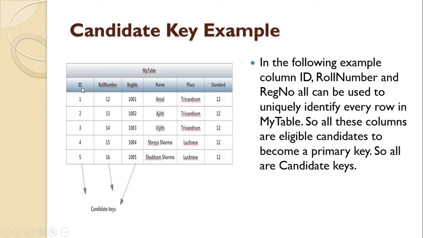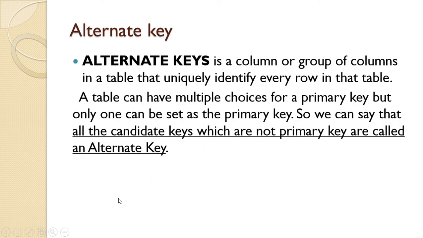We can make ID as primary key, or we can make roll number as primary key, or we can make registration number as primary key. So all these columns which are capable to become a primary key are known as candidate keys. So we can say that my table contains three columns: ID, roll number, and registration number, which act as the candidate key.